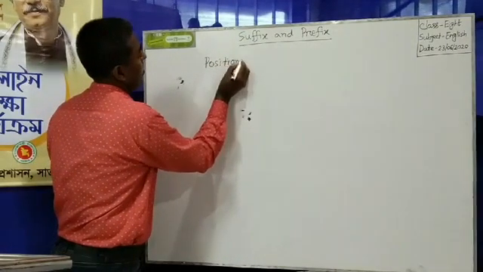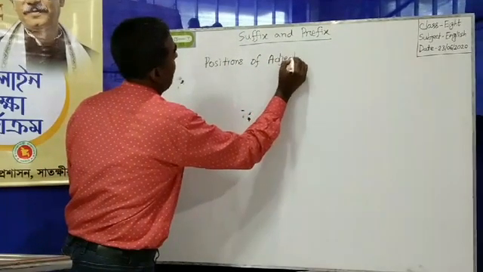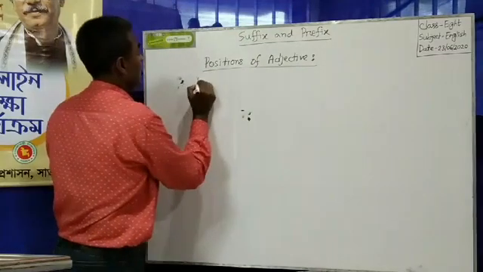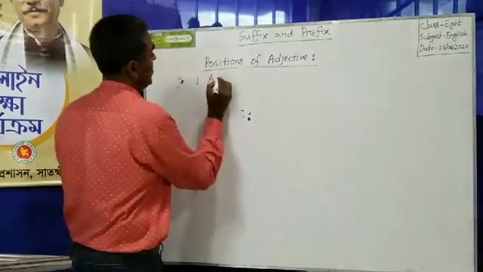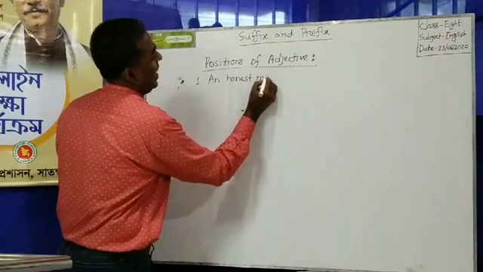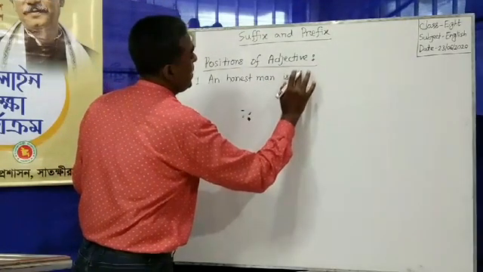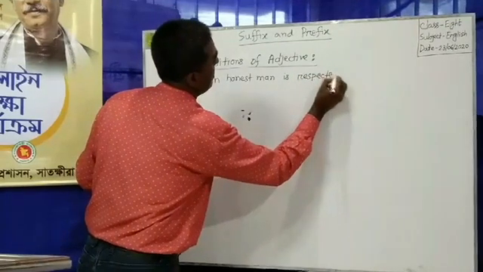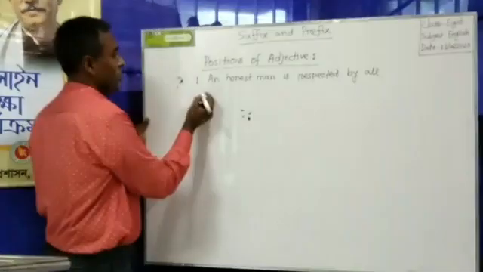Positions of adjective. At first, I am going to write down some sentences. An honest man is respected by all.